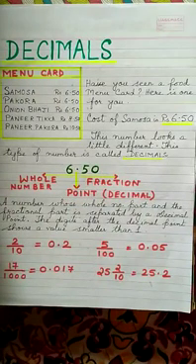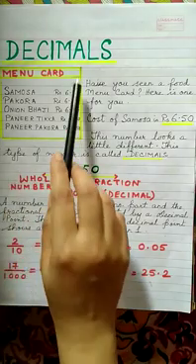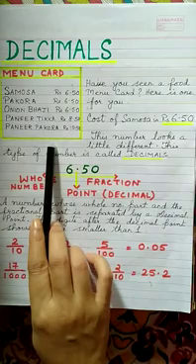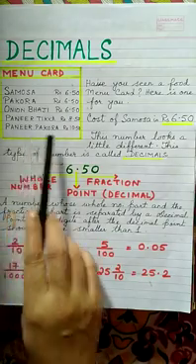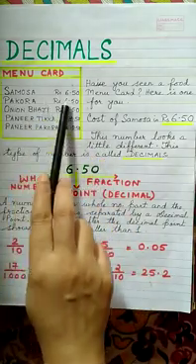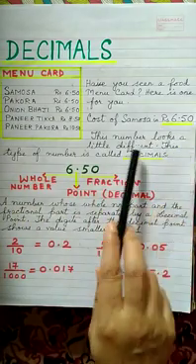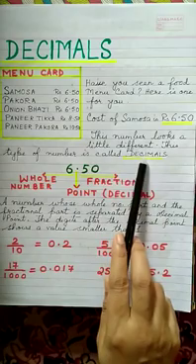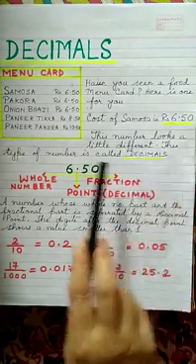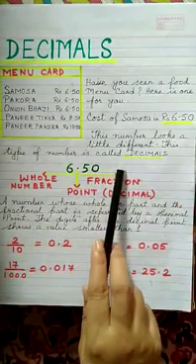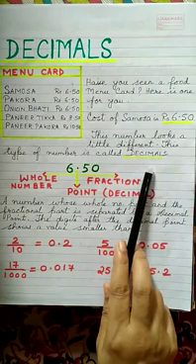Welcome back, dear students. We are going to learn about decimals in this video. Now, have you seen a food menu card? Here is one for you. The cost of samosa is rupees 6.50. This number looks a little different, isn't it? This type of number is called decimals.